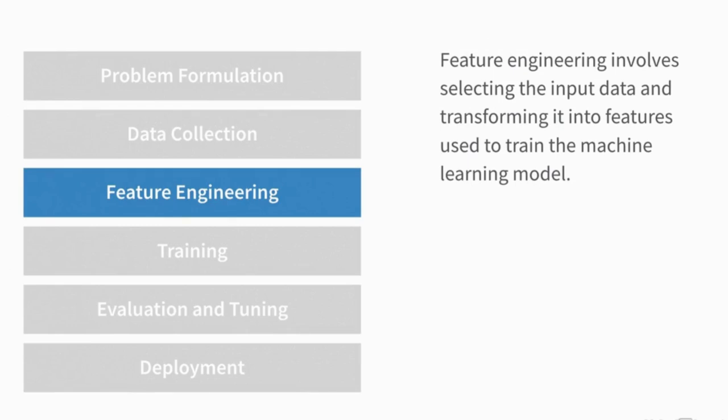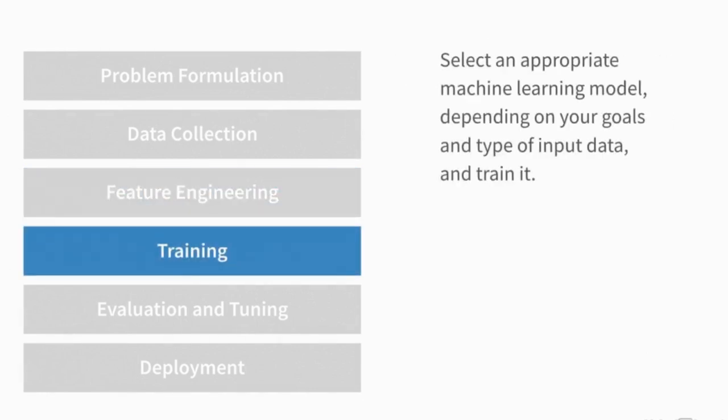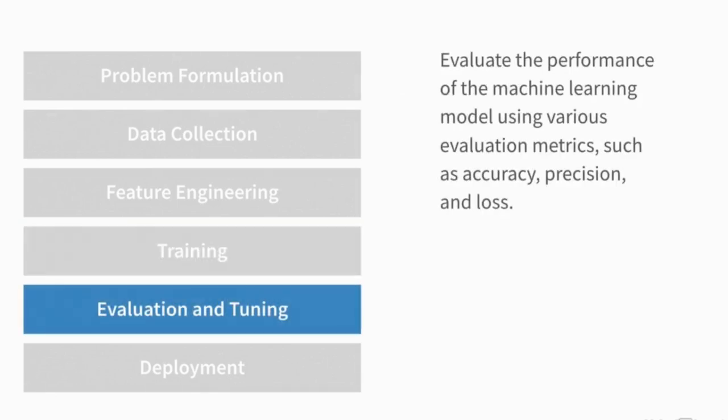This step is critical to the accuracy and performance of the model. The fourth step is to select an appropriate machine learning algorithm and train the model using the prepared data. The fifth step is to evaluate the performance of the machine learning model. This involves using various evaluation metrics such as accuracy, precision, recall, and F1 score, then adjusting the hyperparameters to optimize the performance of the model.